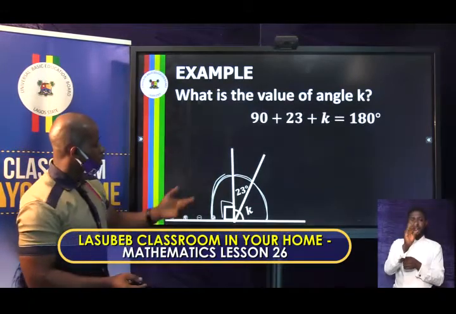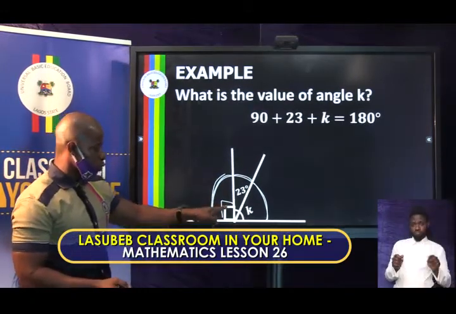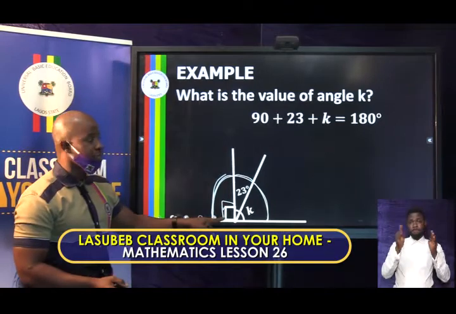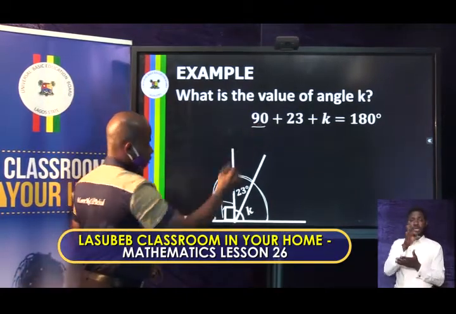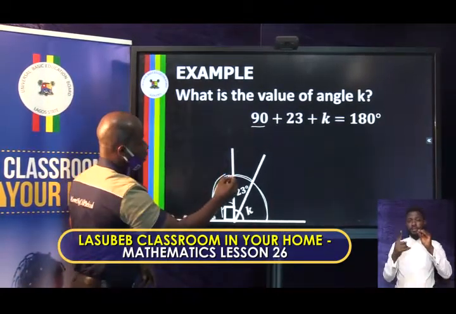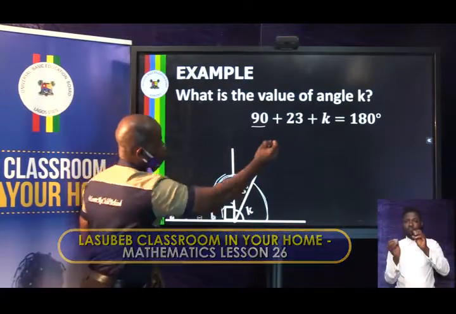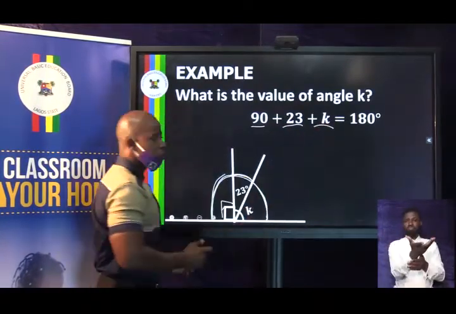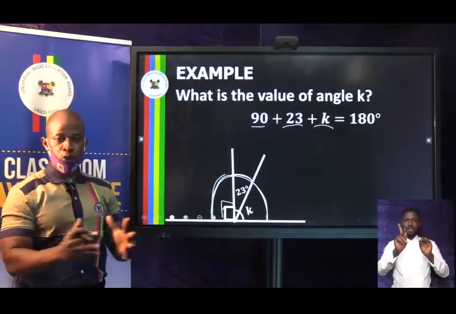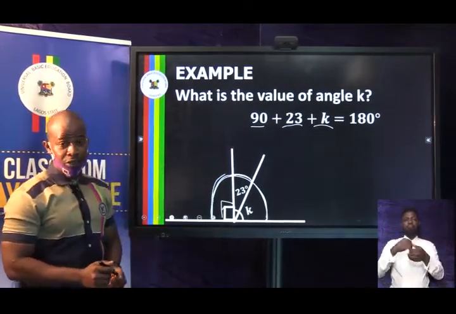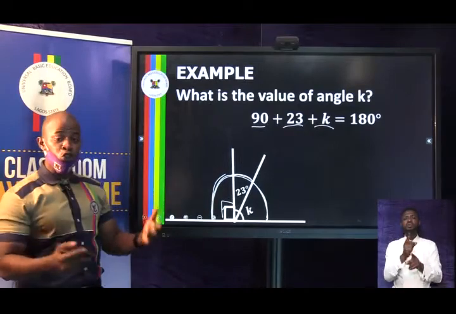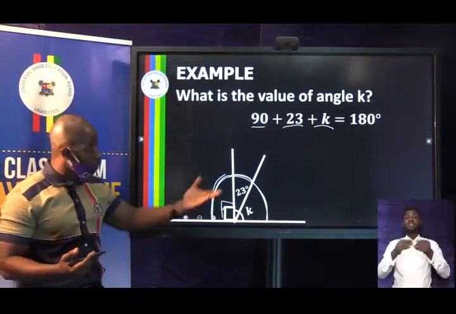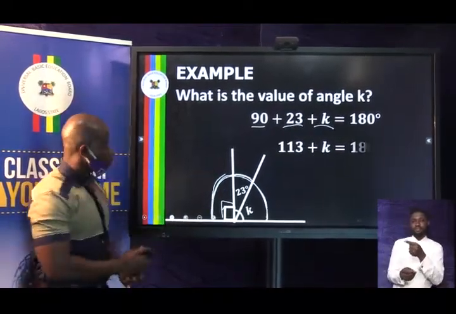Let's go. So it says 90, which is this one. You don't need to be told. The box represents 90. That's it. So from here to here, 90. Now the next one is 23. This one, you write it out. Then the next one is K. You write it out. Now all these three angles must add up to 180 degrees. So all you have to do, my friend, now is to use your knowledge of open sentences to solve this.